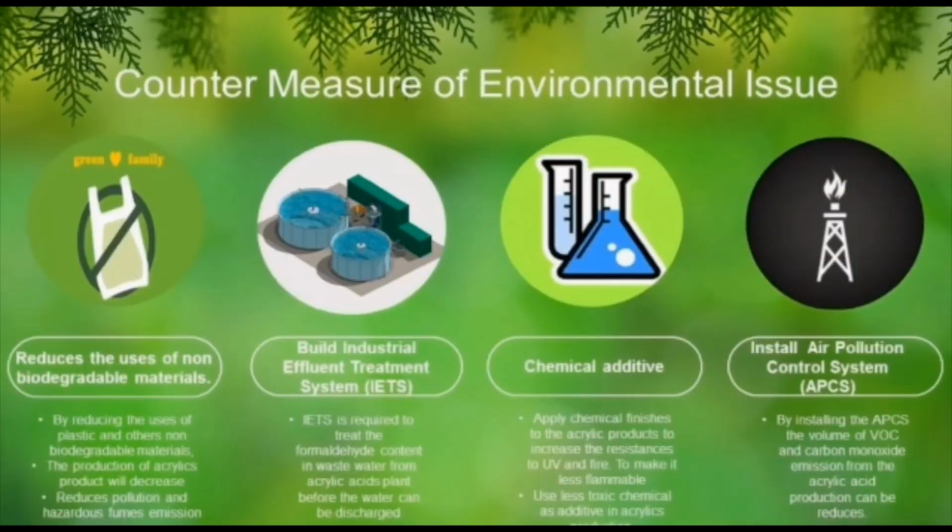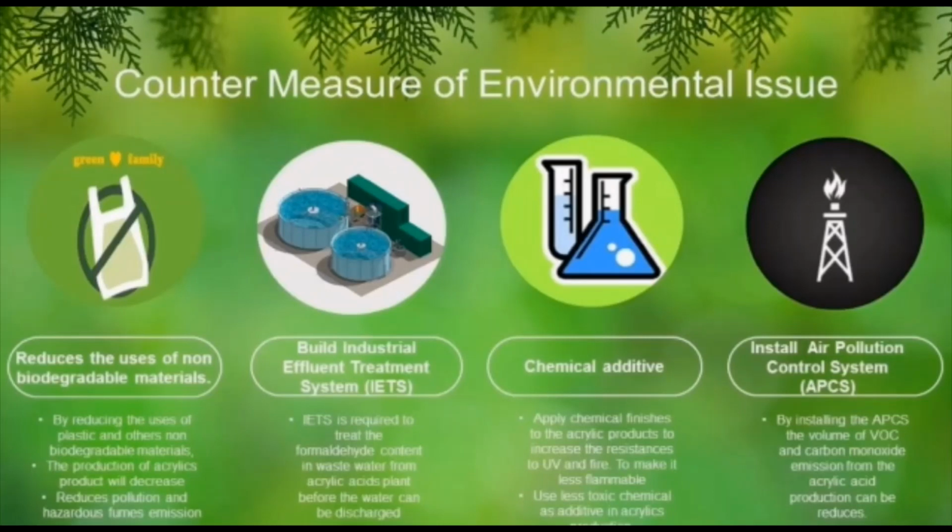As a countermeasure to all those issues, a few steps have to be taken and implemented. Firstly, reduce the use of non-biodegradable material. By reducing the use of plastics and other non-biodegradable materials, the production of acrylic products will be decreased. This can reduce pollution and hazardous fume emission. Second, build an Industrial Effluent Treatment System (IETS). IETS is required to treat the formaldehyde content in wastewater from acrylic acid plants before the water can be discharged.